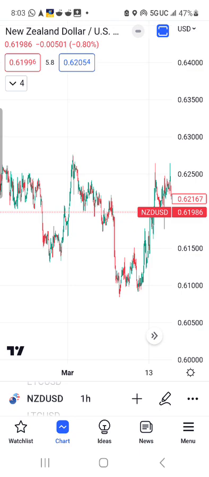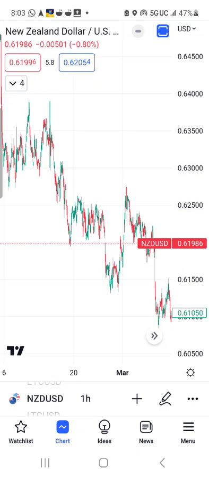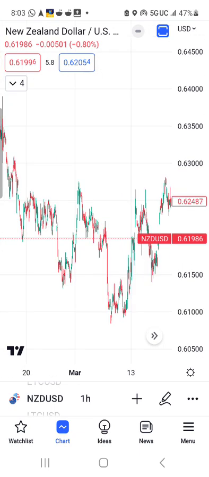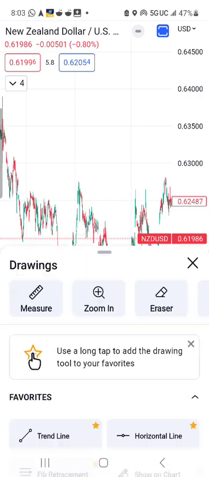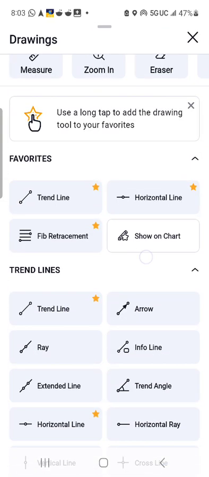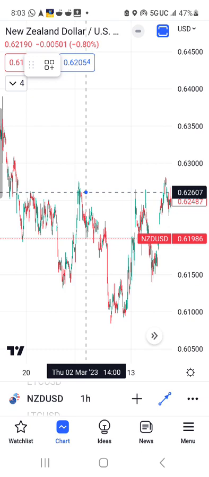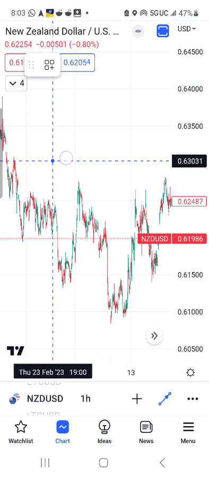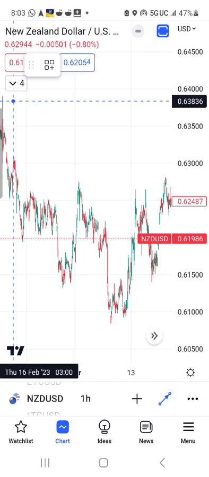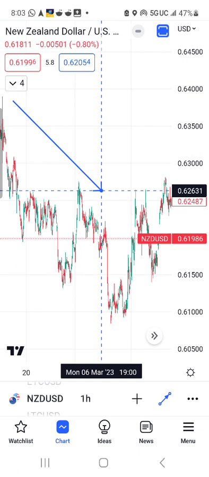What I do first is check what the market is doing at that point in time. As a day trader, you don't want to go to your chart and take analysis from a week ago. Nope, you want to know what the market is doing at that point in time. And as we can see on this chart, and I'm doing this on the mobile phone.